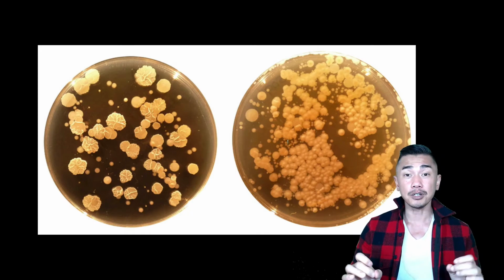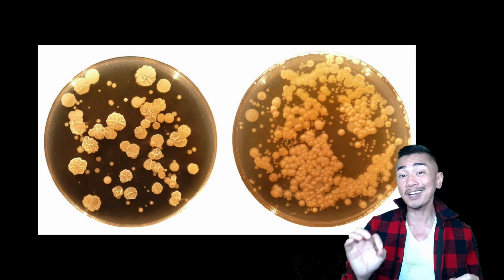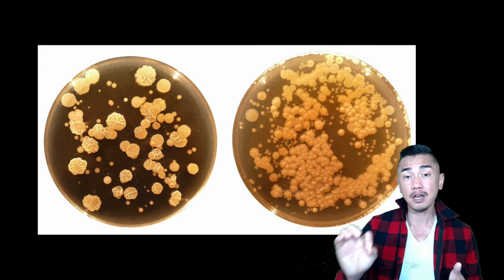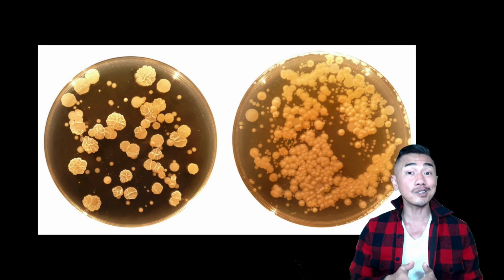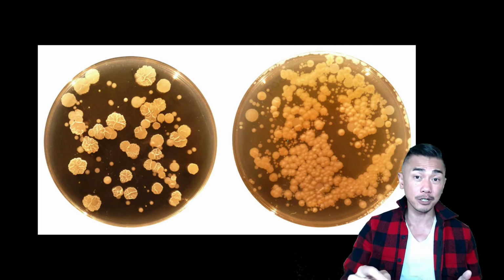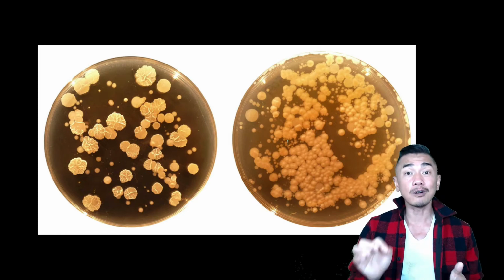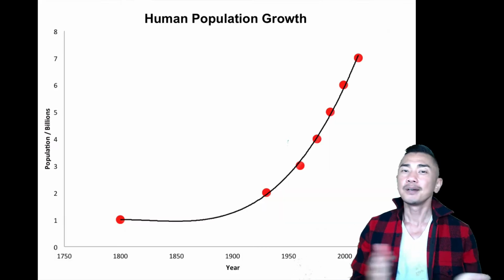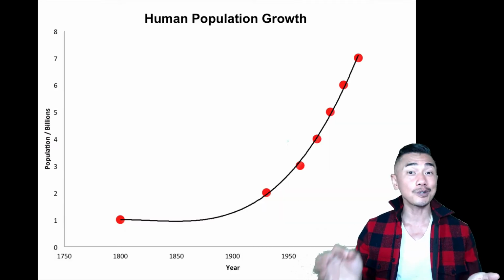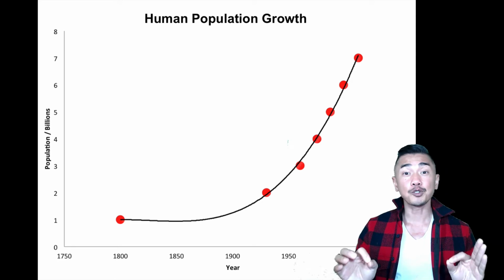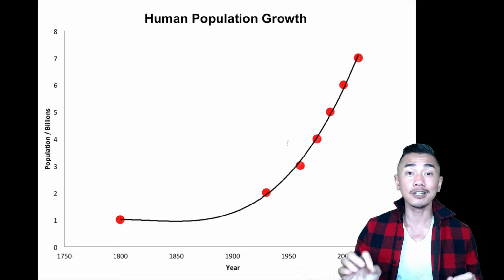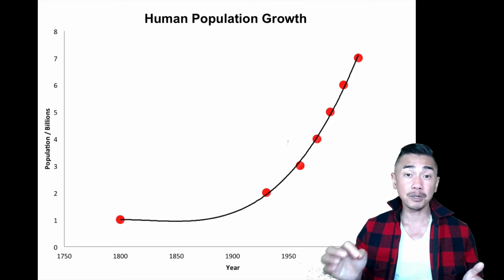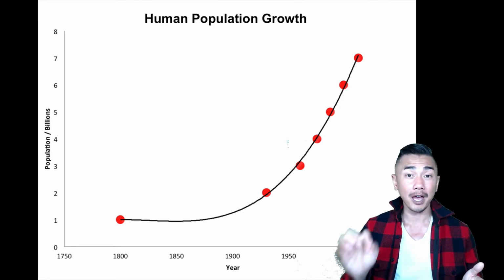A population can grow very quickly, even at a constant growth rate, because every generation gets bigger and bigger and bigger. You can see this with bacteria on a petri dish. Bacteria numbers start off low, but grow very quickly. Human population growth is also considered exponential. This graph shows human population size between 1800 and the present. You can see the J-shaped curve often associated with exponential growth.